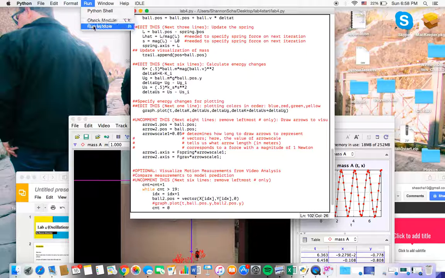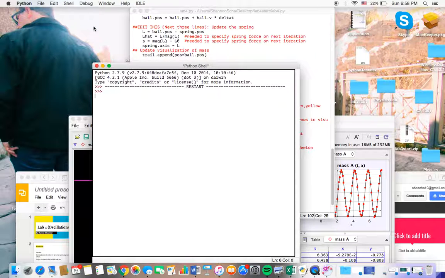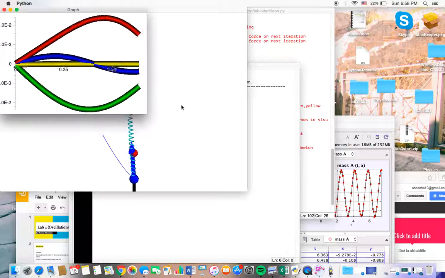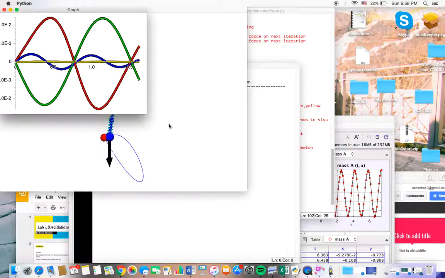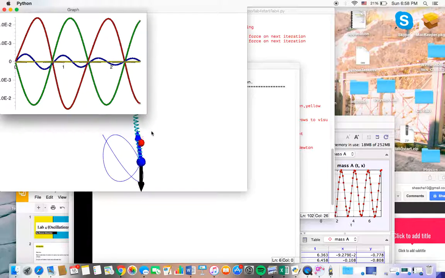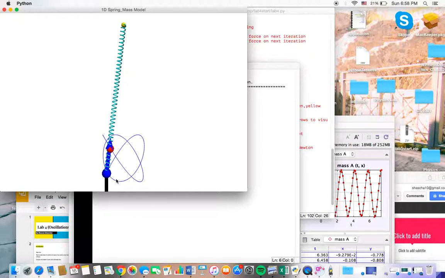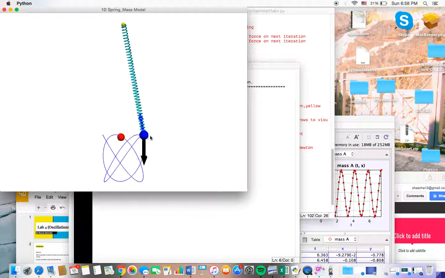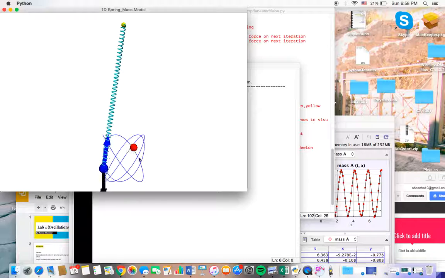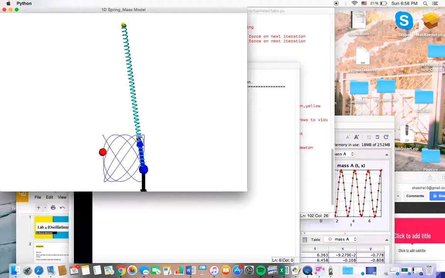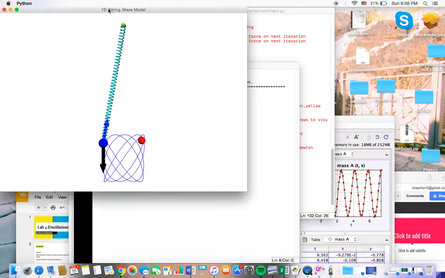Now, as we run this model, we can see the movement of oscillation just as we saw on Tracker. And we can see that the black arrow is going to represent the gravitational force, and the blue arrow is going to represent the force of the spring.